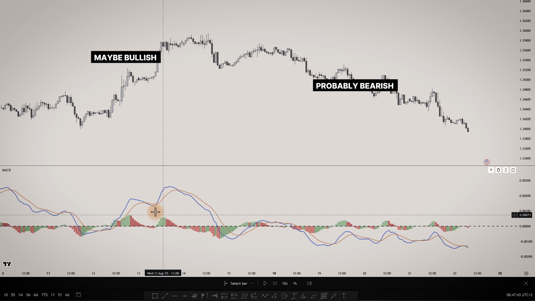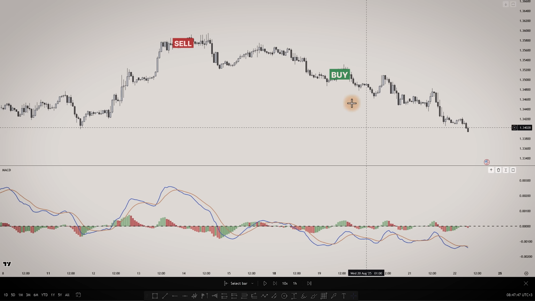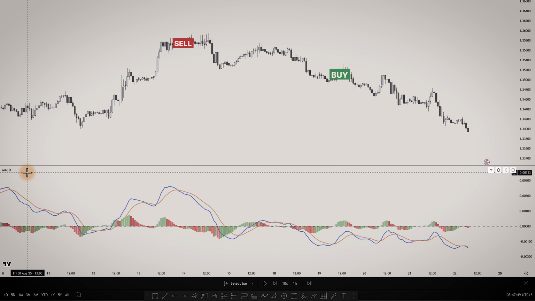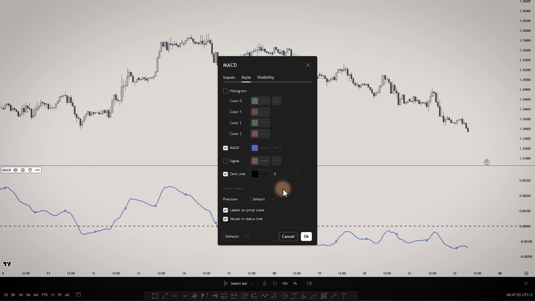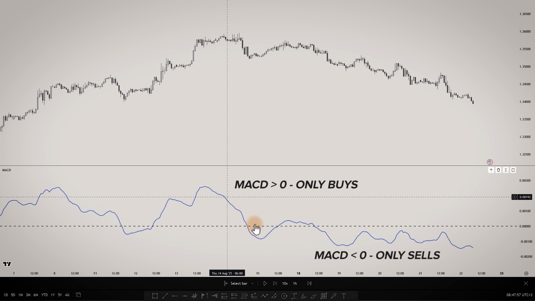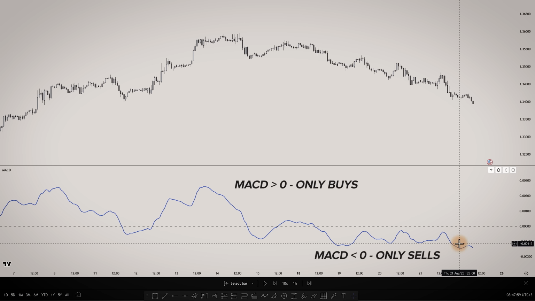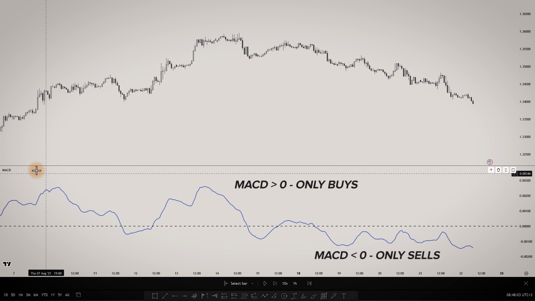They're wishy-washy about it. They take sells above 0. They take buys below 0. They fight the trend constantly. But here's what I do instead. Above 0 equals I only look for buys. Below 0 equals I only look for sells. No exceptions. The 0 line is absolute law.